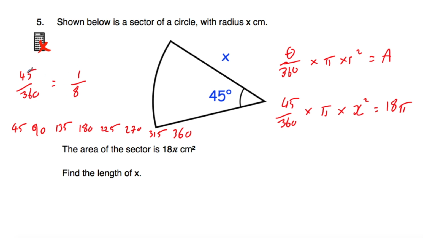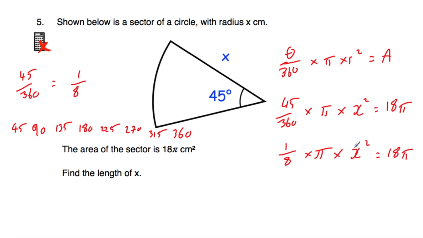We could have divided both of them by 5 to begin with, and we would have got 9 over 72, and then divided both of those by 9 to get 1/8. So if we cancel down this fraction, this is an eighth. So we've got an eighth multiplied by pi multiplied by x squared, the radius squared, equals 18 pi. Now we want to solve this equation.